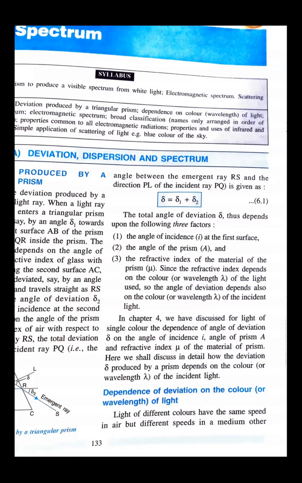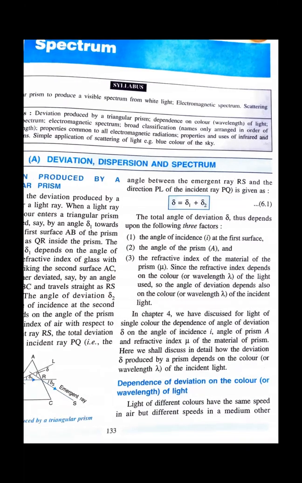Okay, the same thing which is repeated again. It depends on three things: angle of prism, angle of incidence, and mu. Let's see the dependence of deviation on the color.